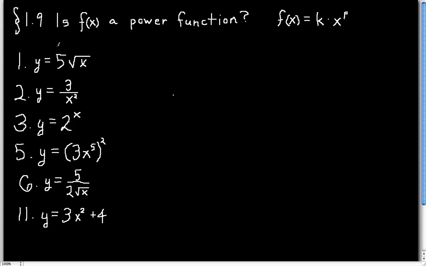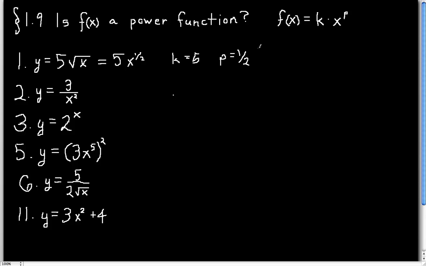The answer is yes. And the reason behind that is that, well, 5 square root x is no different from 5 times x to the 1/2. This is a common way in math of writing a square root as x to the power 1/2. And so now it's apparent that this is a power function because 5 is the constant, so k equals 5, and the power p equals 1/2.